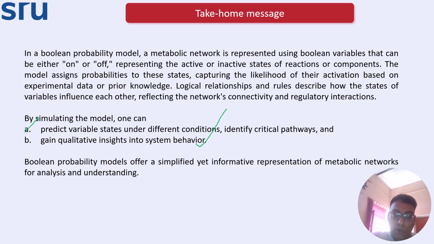Boolean probability models offer a very simplistic yet informative representation for metabolic network analysis and understanding. For a simplistic understanding, the Boolean network is very important. As a very good initial start, we can analyze the network that way to build up initial understanding.